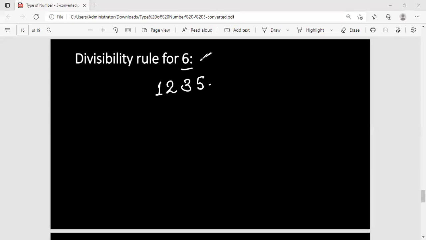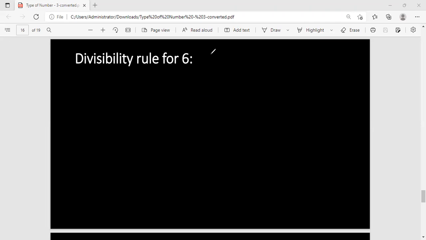Why so? What I have told you is that for 6 you will check the divisibility by 2 and 3. I'm not taking 3 first because for 3 I have to perform the sum of digits. Rather, I'll check for 2 first of all, because that is easier. For 2, can you see the unit place is 5 here? So definitely this number is not divisible by 2. So how can it be divisible by 6? So without performing the actual division, I can say that this number is not divisible by 6.